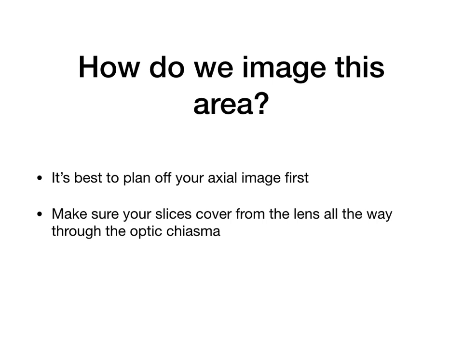And how do we image this area? It's best to first plan off of your axial image first. Make sure that your slices cover all that area from the lens all the way through that famous area that I was telling you about, the optic chiasma.